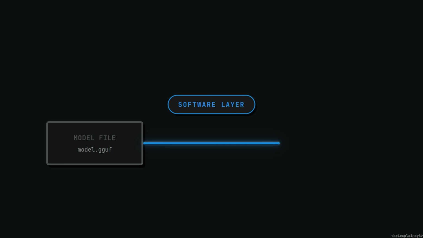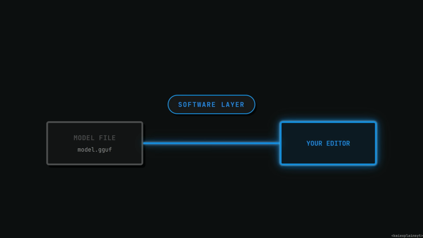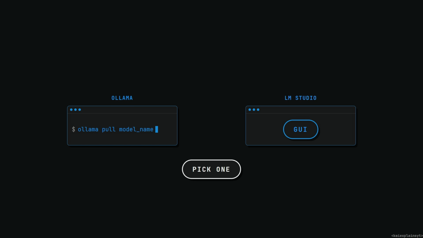A model is just a file sitting on your SSD. What actually matters is the software layer that loads those numbers and serves them to your editor. That's what determines your entire experience. Right now, the 2 most used runtimes among developers are Ollama and LM Studio. Ollama wraps the complex inference stuff into a dead simple command line. You do ollama pull model name and you're running. LM Studio gives you a GUI if you prefer clicking over typing. Both work fine. Pick one.